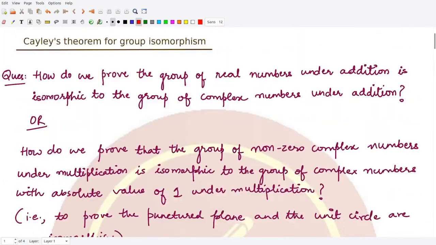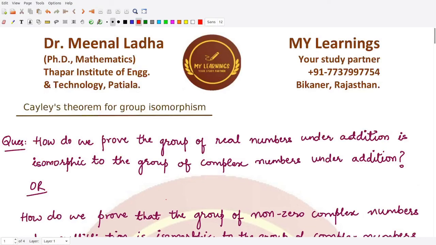In the next video we'll be looking at an example where we can apply this Cayley theorem. So then you will see the power of this result.